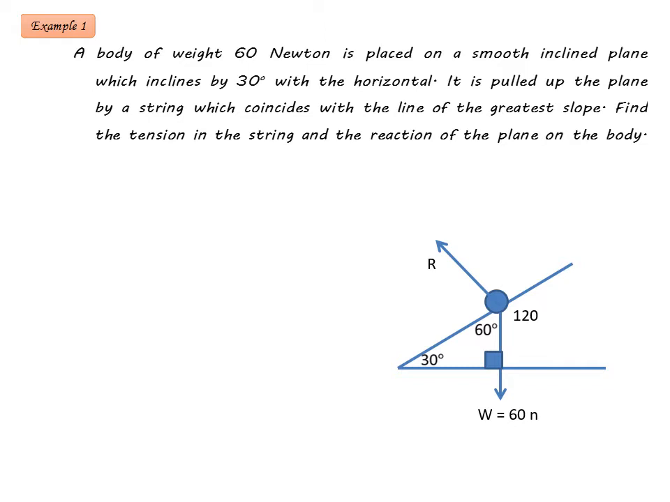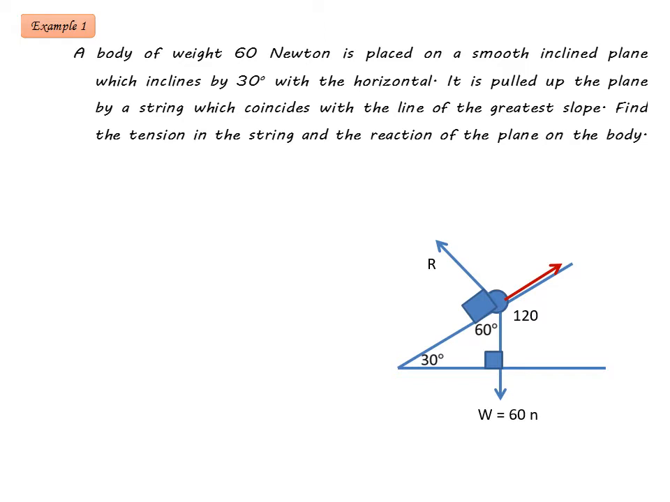Then the body is pulled by a string, okay, and this string goes in the direction of the greatest slope of the plane. That means going up, right? So we have the third force here, the tension in the string. Find the tension in the string and the reaction of the plane on the body.